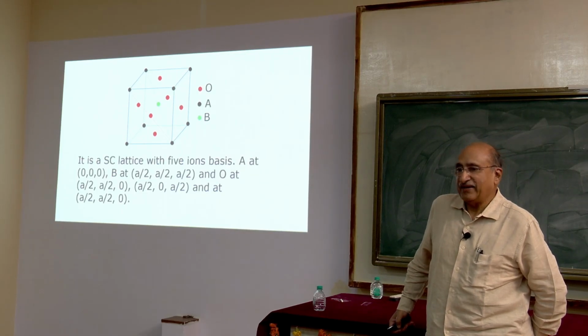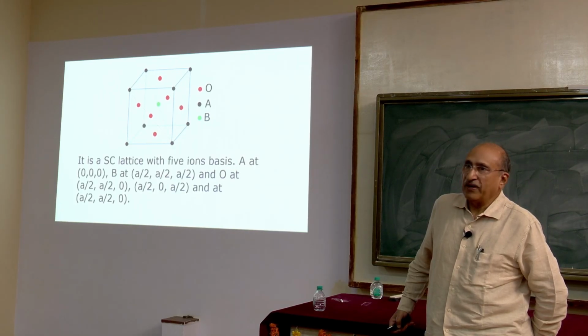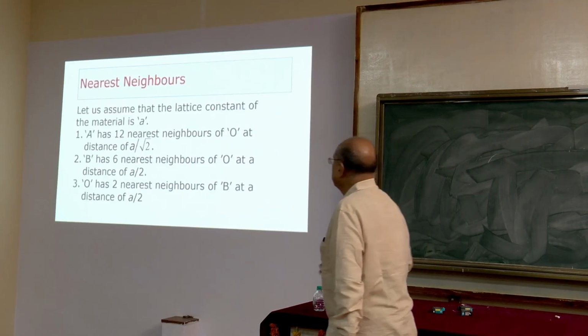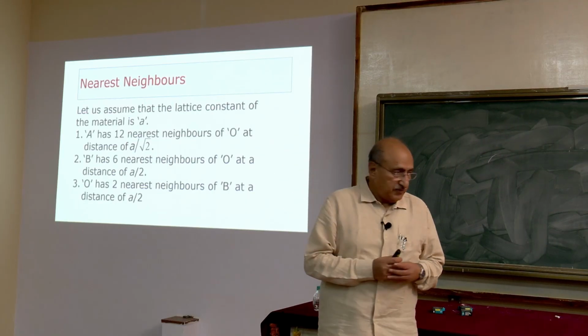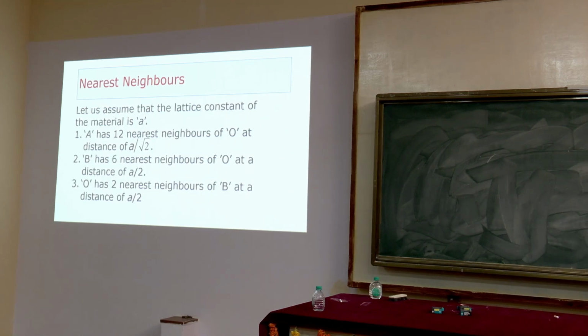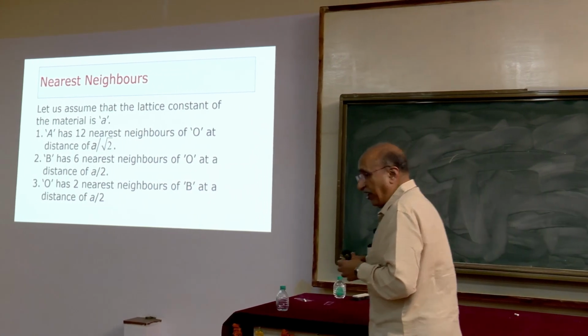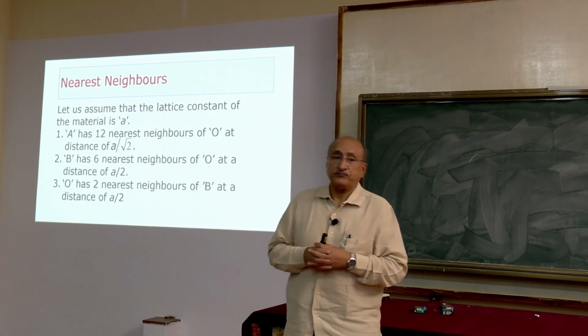This will generate the entire perovskite structure. Simple cubic lattice with 5 ions basis. Let's try to look at the nearest neighbors, because for many of the properties, our environment is very, very crucial.